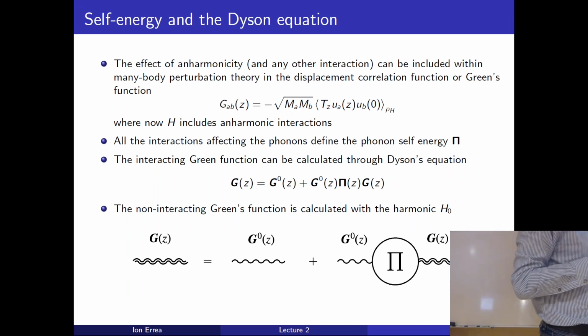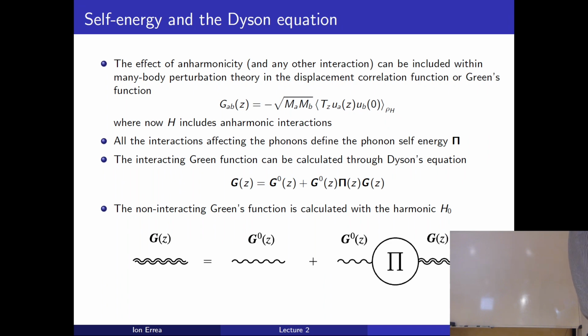Then the interactions enter in the self-energy Pi, and what we are supposed to solve is this Dyson equation. Here we have the interacting Green function, the full Green function. Here we have the non-interacting Green function, which in perturbation theory will be the harmonic Green function. And then we have this term, G0, the self-energy, and the interacting one.